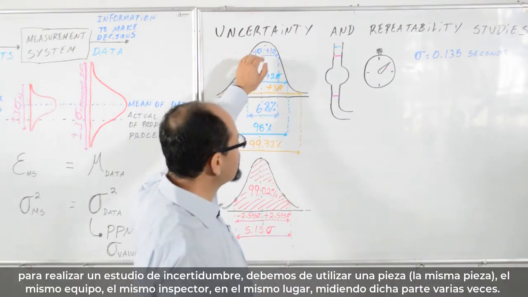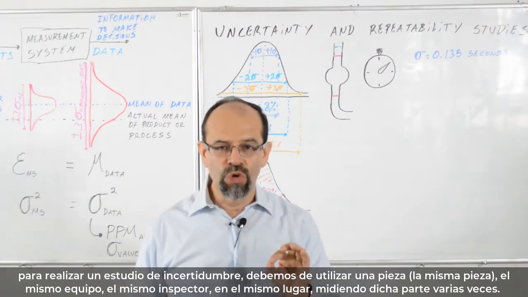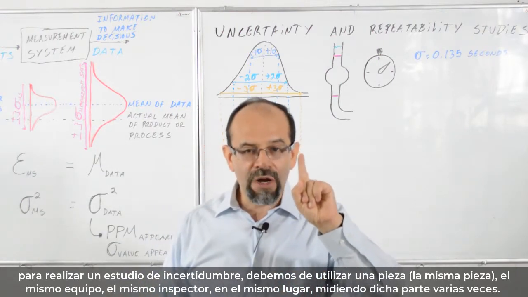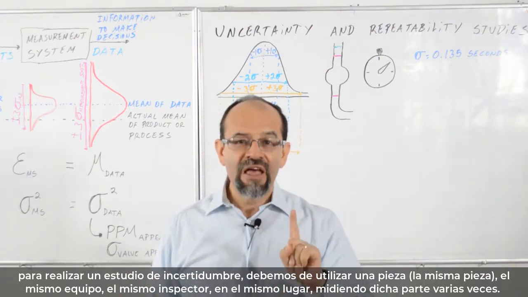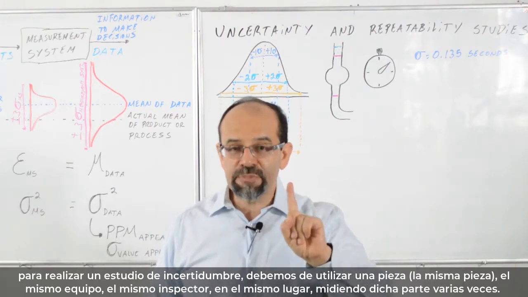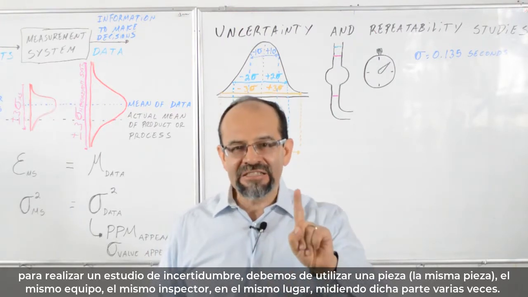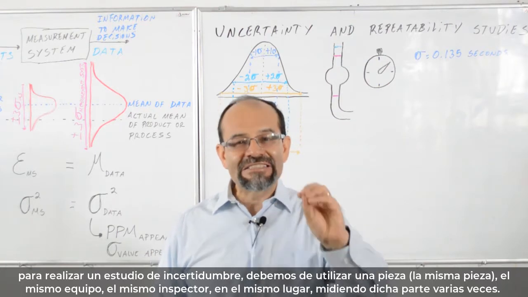We have to do an uncertainty study. We are going to use the same part, one part, the same equipment, the same appraiser, the same inspector, at the same place, measuring that part several times.